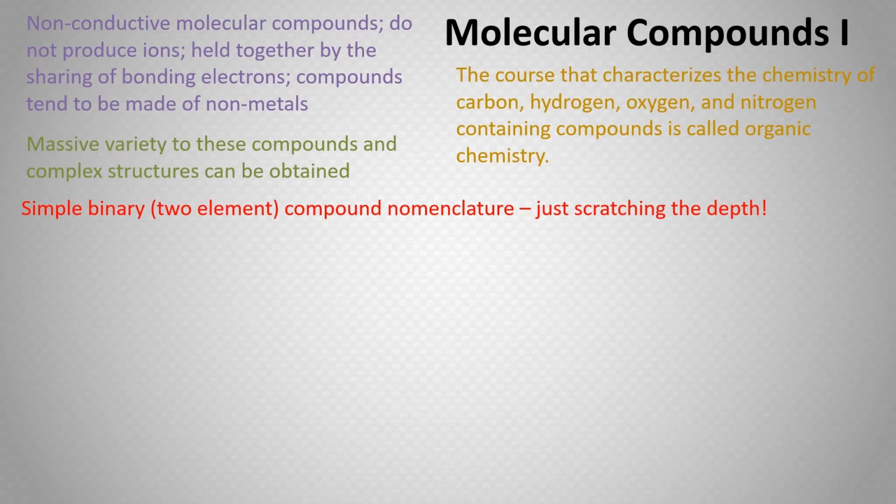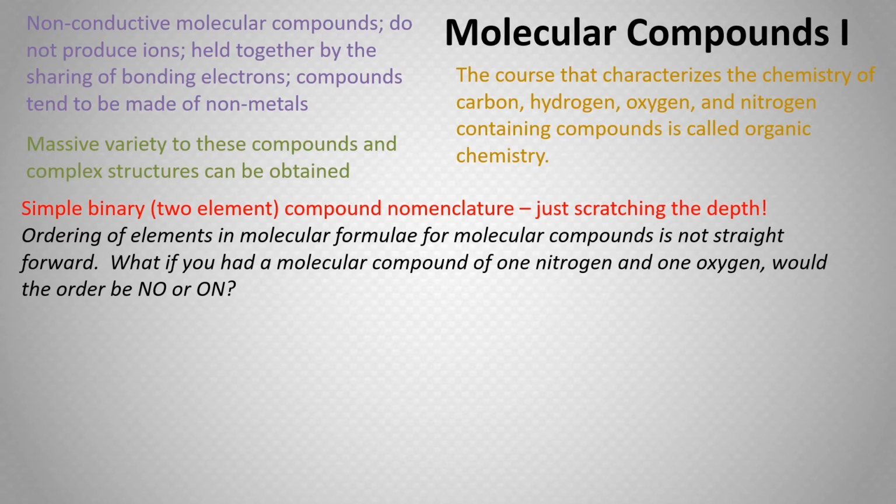For ionic compounds, the ordering of the atoms in the molecular formula is relatively simple. Cations, metals mostly, are written first, and the anions second. The ordering of the elements in the chemical formula for the molecular compounds is not as straightforward. What if you had a molecular compound containing one nitrogen and one oxygen? Would the ordering be NO, no, or ON, on?